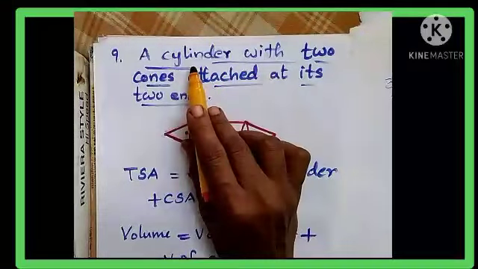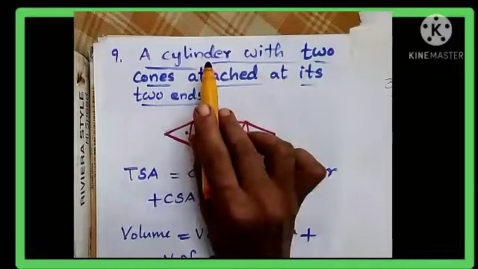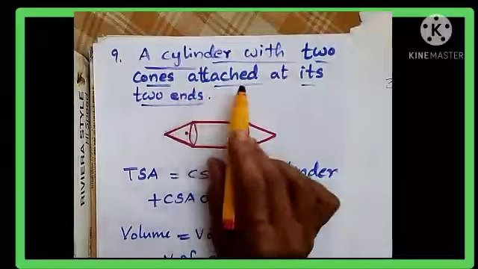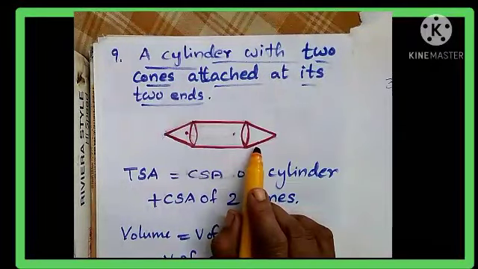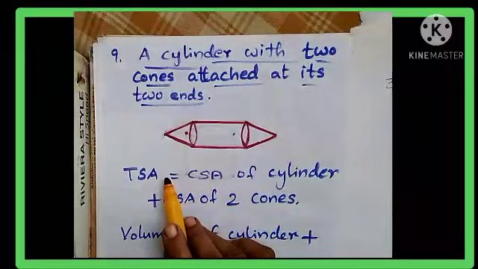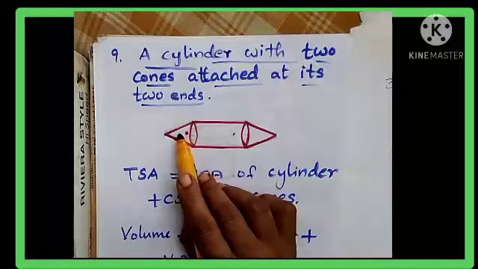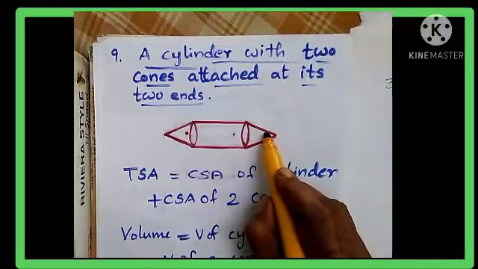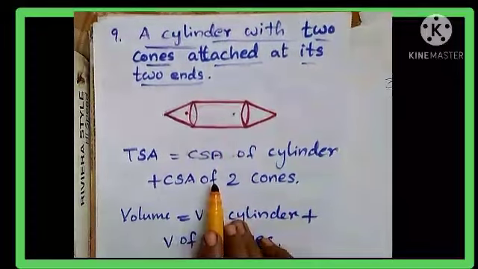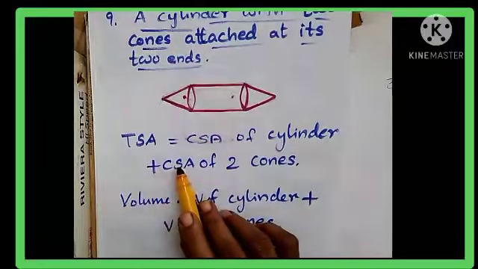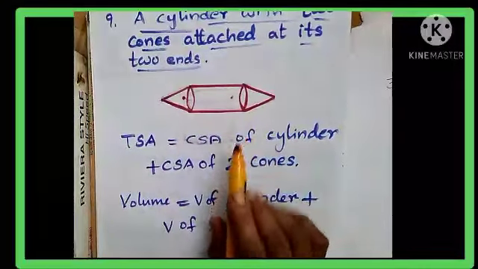Now, the ninth one. Suppose the shape is given like this. A cylinder with two cones attached at its two ends. So, you can see a cylinder, two cones here and here. Now, can you find the TSA? Very simple. How much portion is seen outside? CSA of the cone. Here also CSA of the cone. Then CSA of the cylinder. Understand? So we can write the formula: CSA of the cylinder plus CSA of two cones.